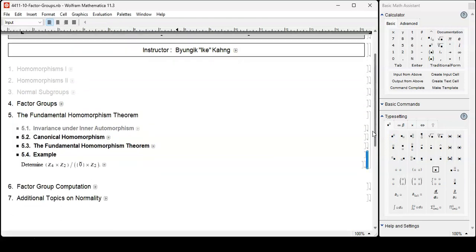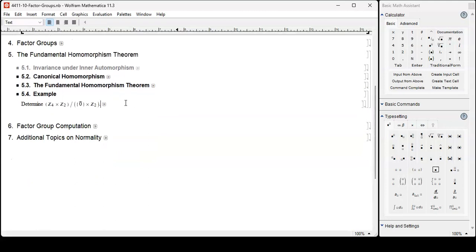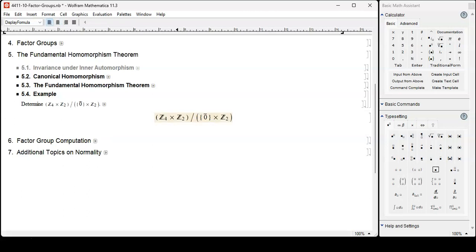Here's an example provided by our textbook author, and frankly, I'm not so sure whether this is the best example we can consider now, but here it is anyway, according to our textbook author. Let's determine this factor group. In other words, let's re-express this factor group in terms of a simpler group, which is essentially the same, or isomorphic to this.